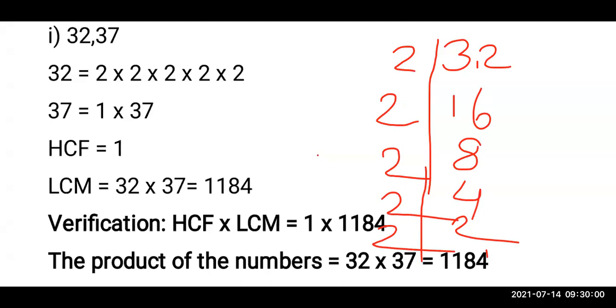तो 32 का HCF क्या है? 2 into 2 into 2 into 2 into 2. So that only I have written. First, you have to find out the factors of that number. That 32 का factors क्या है? 2 into 2 into 2 into 2 into 2.